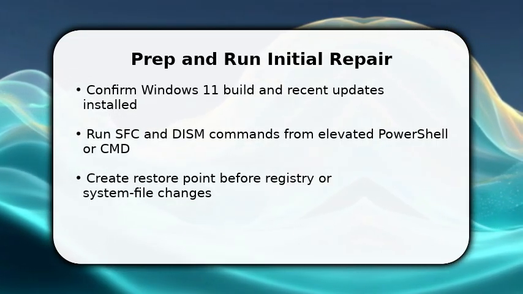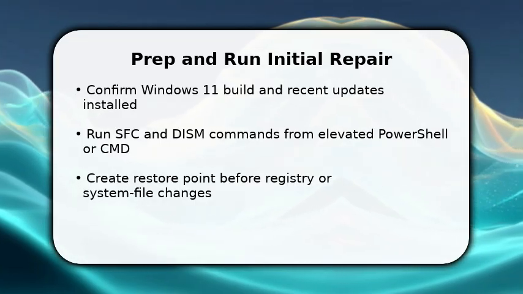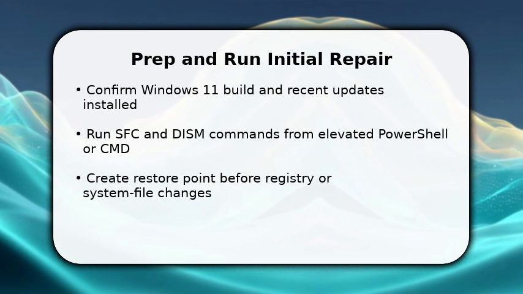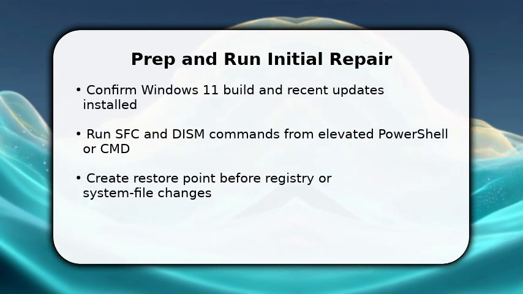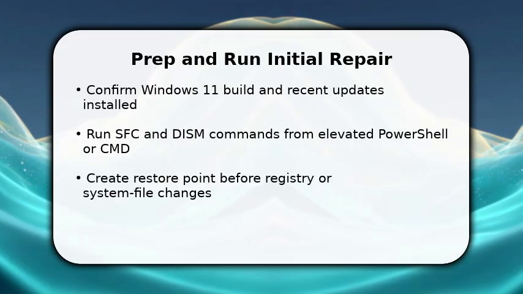You do these steps first because corrupted system files are the most common cause of a blank Windows Security app, and this sequence fixes integrity issues without complex fixes.